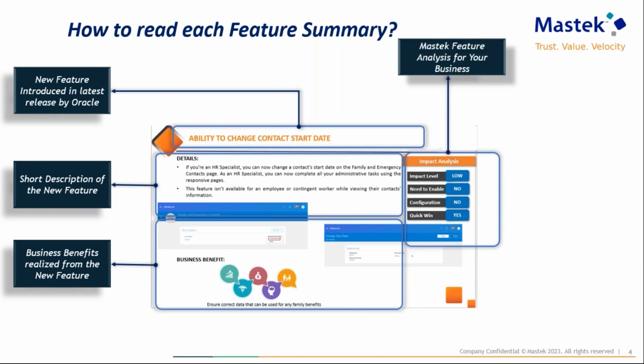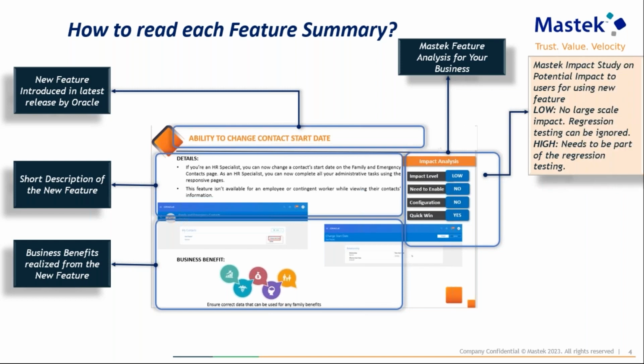There are four components where we have done in-depth analysis of the features which we are going to present to you. First one is impact level analysis, which demonstrates the impact on the end user. If it's low impact, then regression testing can be avoided. If it's high, then we need to opt for regression testing.